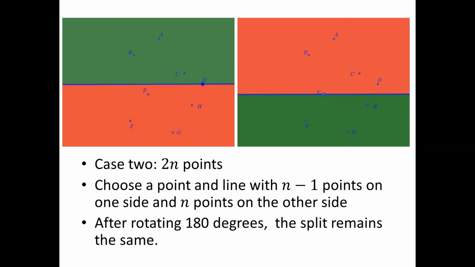In other words, 2n-2 points switched sides during the rotation, from red to green or from green to red. The remaining 2 points act as the pivot at the beginning and at the end. Easy enough?